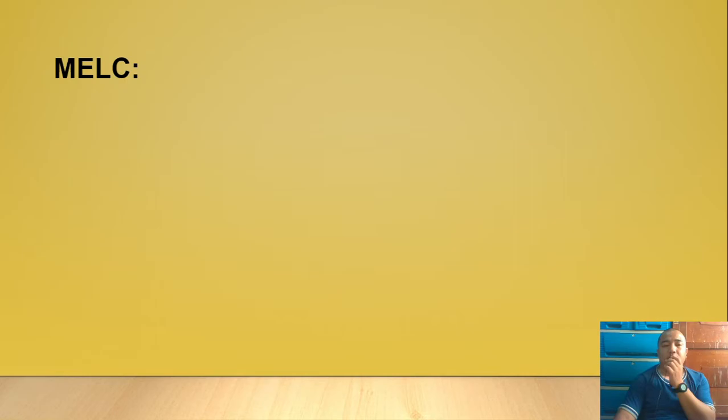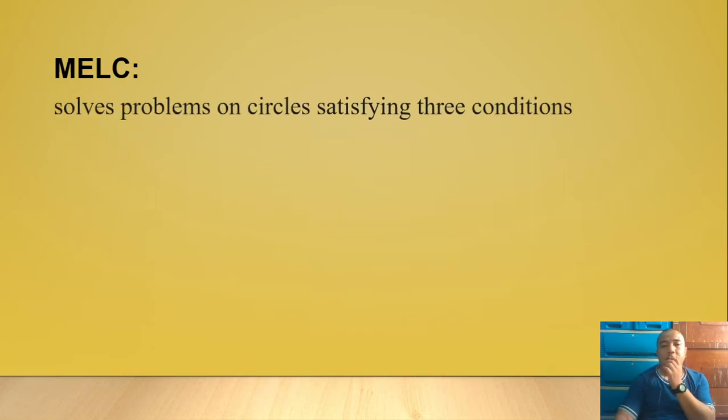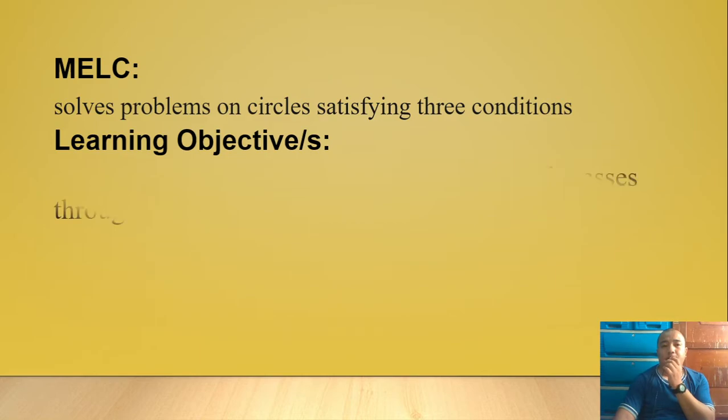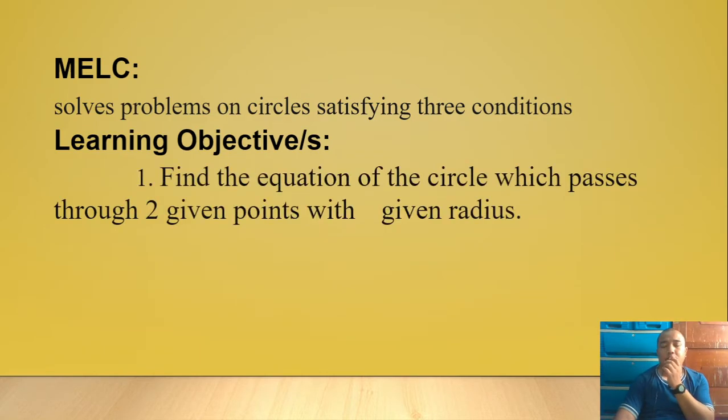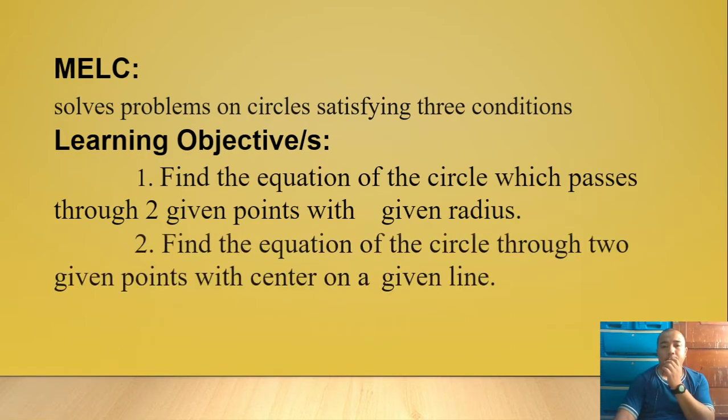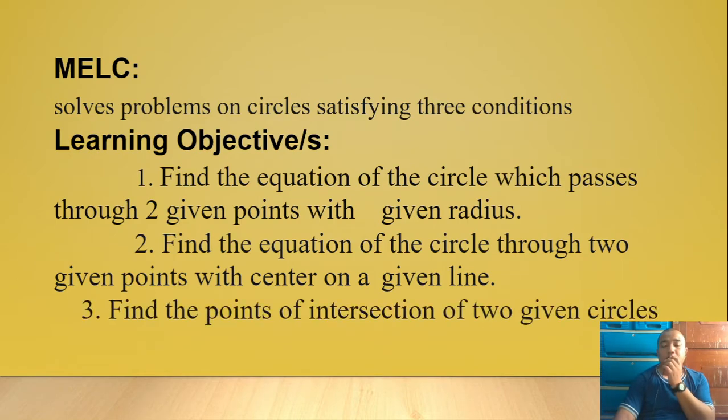The help for this topic solves problems on circles satisfying 3 conditions. For the learning objectives, we have: number 1, find the equation of the circle which passes through 2 given points with given radius; find the equation of the circle through 2 given points with a center on a given line; find the points of intersection of 2 given circles.